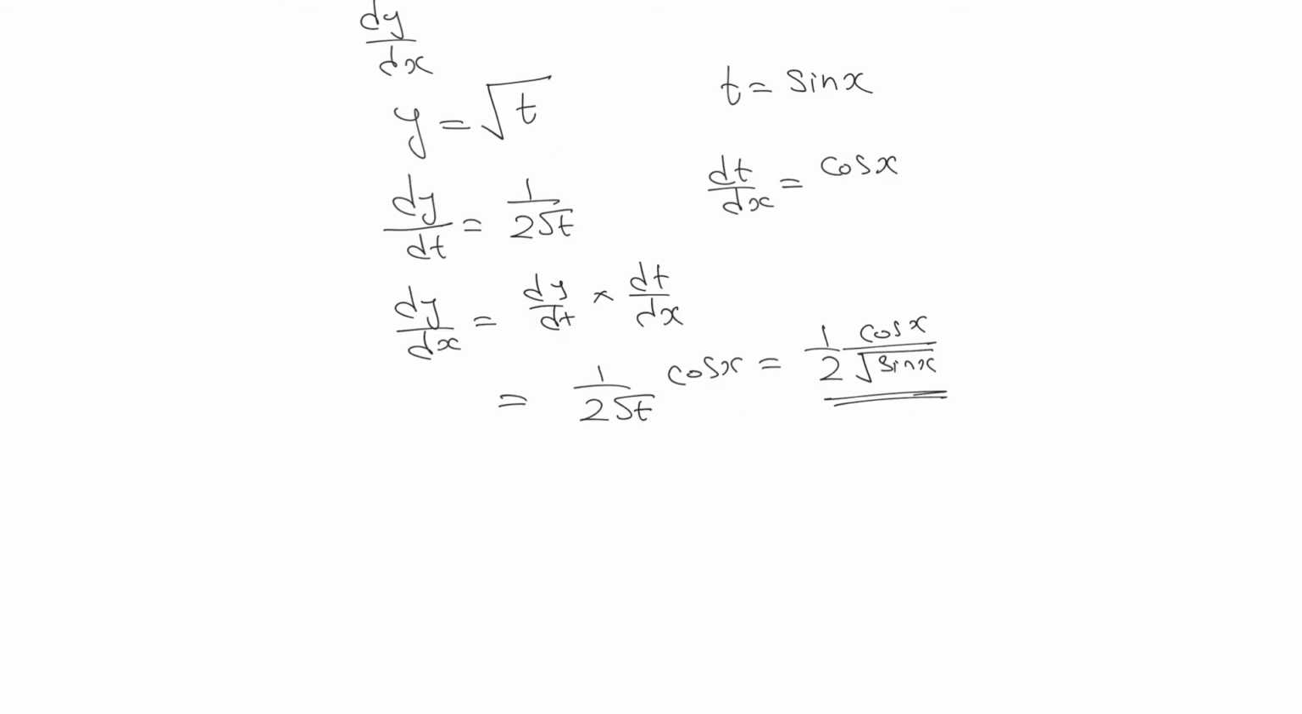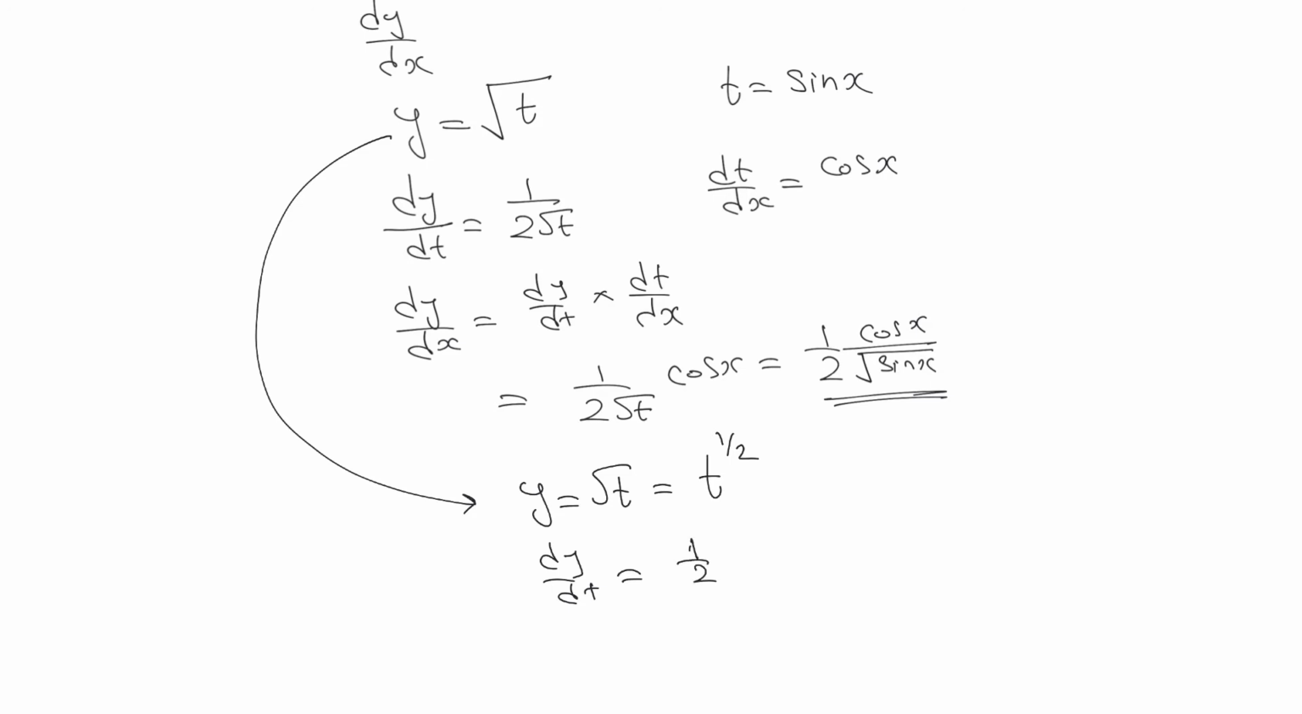In my classes, I observed that some students may have a doubt about why the differentiation of root t is 1 by 2 root t. For a function y is equal to root t, we know that root t can be written as t raised to 1 by 2. So dy by dt, if it is in the form of x raised to n, is n into x raised to n minus 1. Here it is 1 by 2 into t raised to 1 by 2 minus 1. So this can be written as 1 by 2 into t raised to minus 1 by 2, which is 1 by 2 into 1 divided by t raised to 1 by 2.